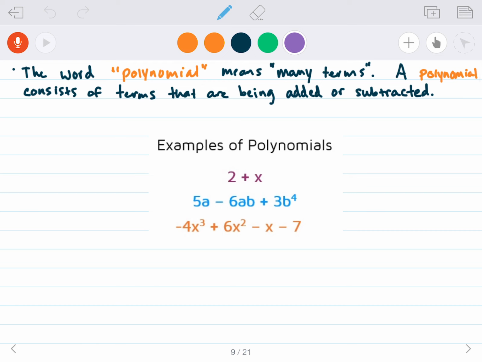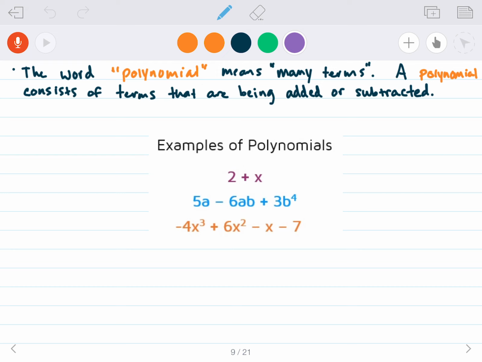Okay, so let's talk about our next definition. I know this is a lot of definitions, but we gotta get through them to move on because they're important. It's important to know these fundamental things before we start getting serious. All right, so the word polynomial means many terms. For those of you going into the medical field, you probably study a lot of Latin roots and stuff like that. Poly means many. Okay, so polynomial means many terms, and a polynomial consists of terms that are being added and subtracted.